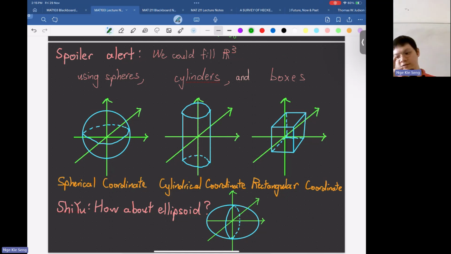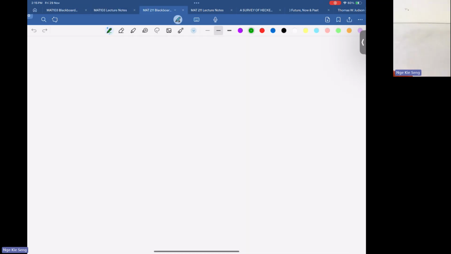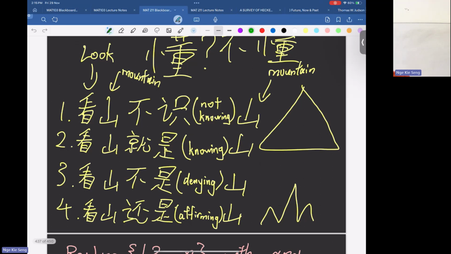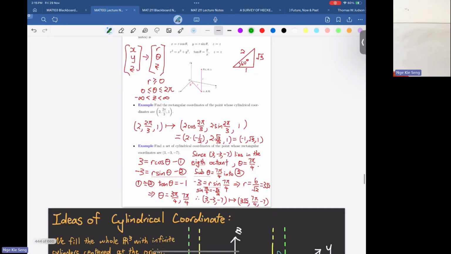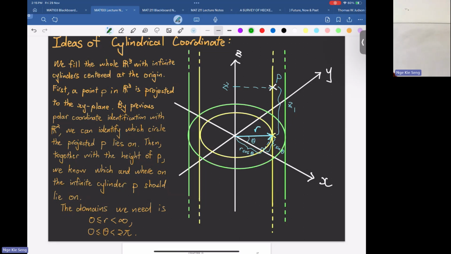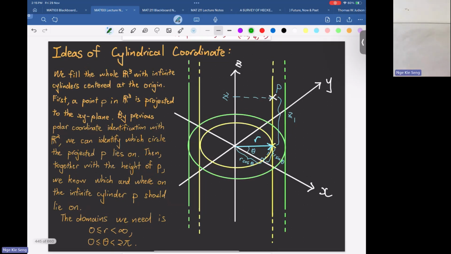So for cylindrical and spherical, we can do it. Let's do it in one go, and then we'll discuss how to integrate over this. So let's look at this cylindrical coordinate here. First we fill the whole R3 with infinite cylinders centered at the origin.